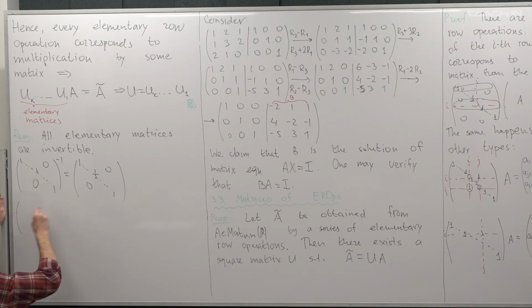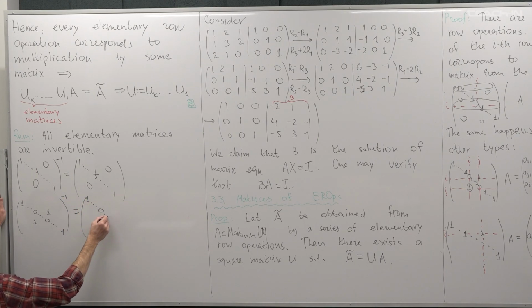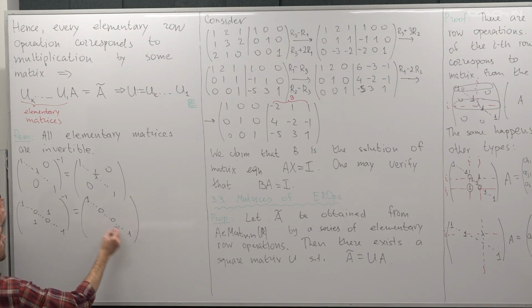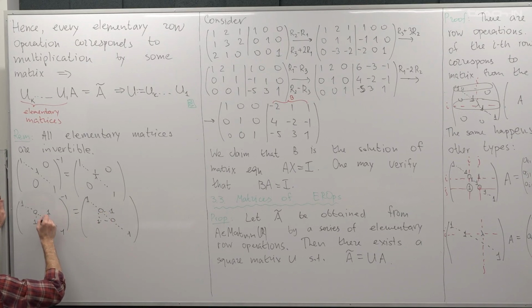So when I swap two rows, we have 1 and 1 here, and the inverse is given by the same matrix. So this matrix is self-inverse, which corresponds to the fact that we need to apply these elementary row operations twice in order to get the initial matrix.